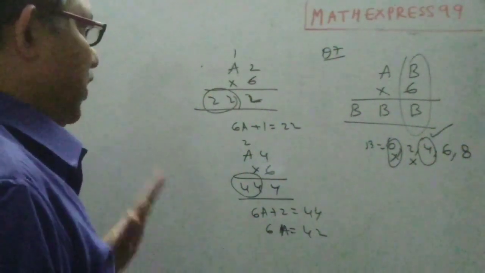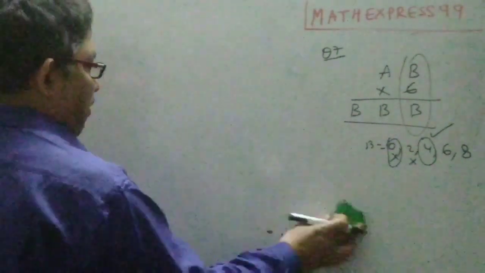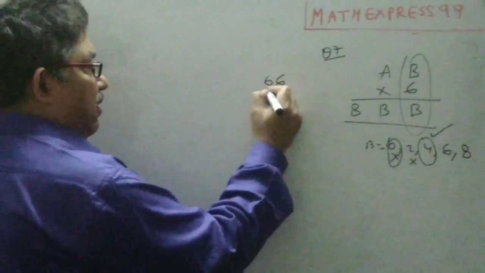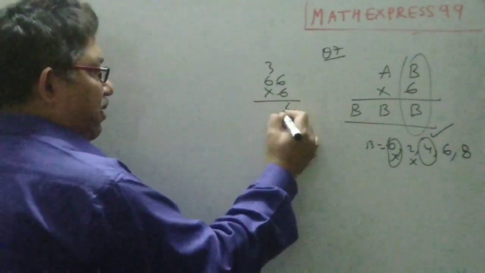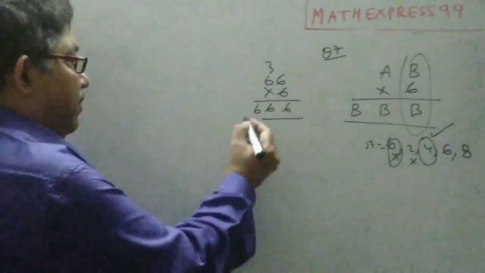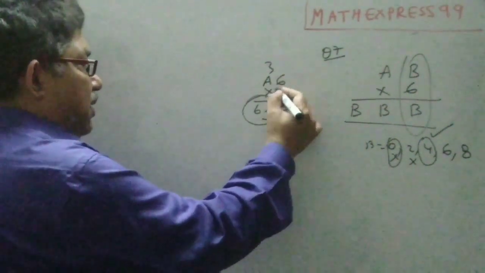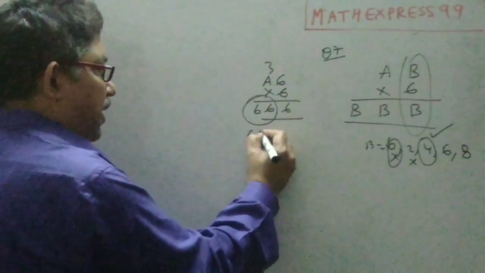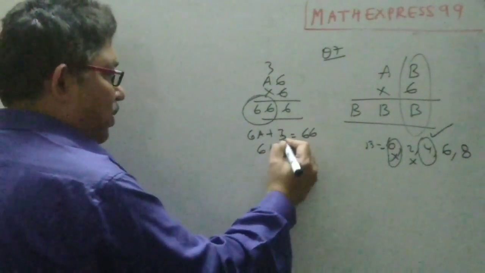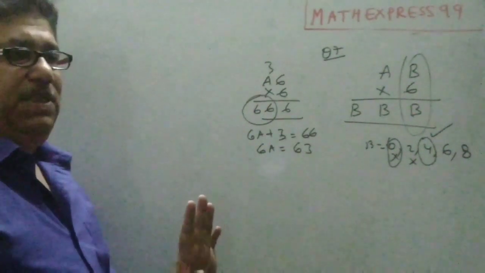Now shall we look at other options also? Maybe sometimes we may get more than one answer. So let us put B as 6. A66 into 6, you should get 666 here. So 6 into 6. Oh sorry, this is A. So 6 into A, 6A plus 3 is equal to 66. So 6A is equal to 66 minus 3, 63. Multiple of 6 cannot be 63. So again, this is also rejected.